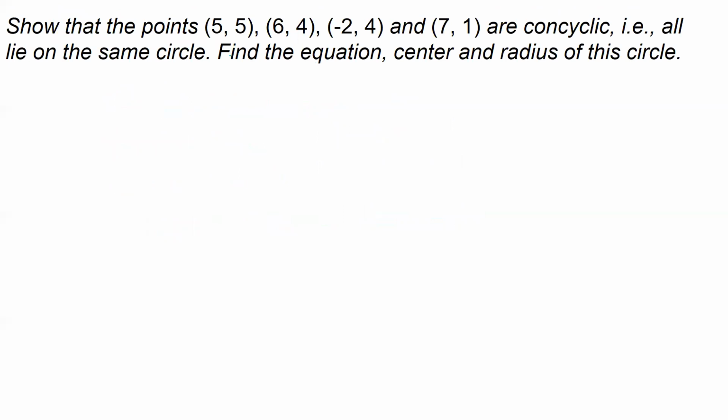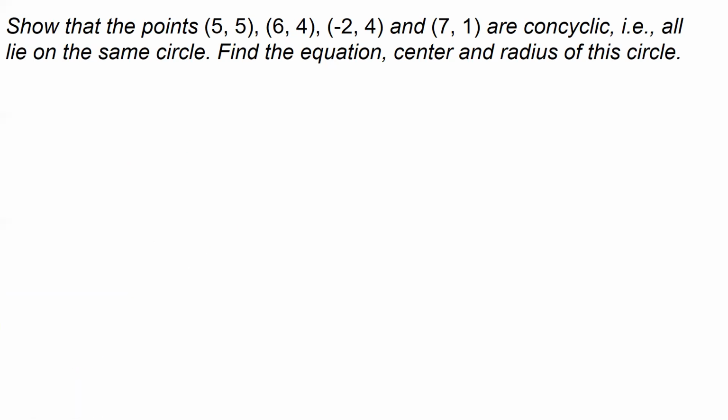Show that the points 5 comma 5 and these others are concyclic. So let me tell you the meaning of concyclic. Concyclic means if I say that 4 or more points are concyclic, that means that all of those points are lying on the same circle. So if I give you 4 points, 1, 2, 3, 4, and I say that these are concyclic, that means they will all be lying on the same circle. I'm so sorry for my bad diagram, but this is the meaning of that.